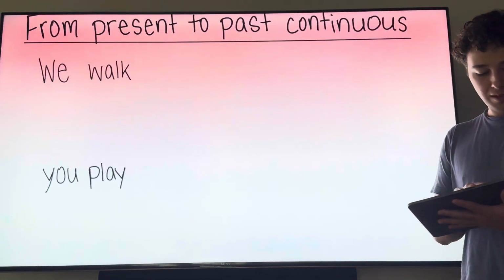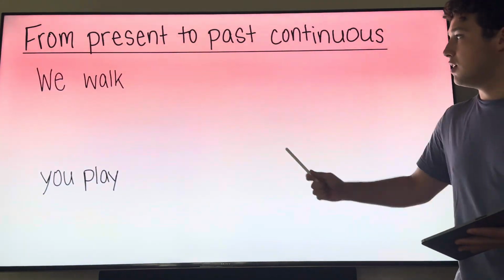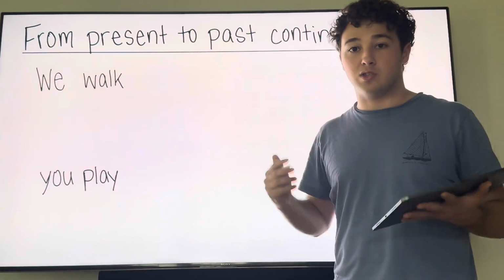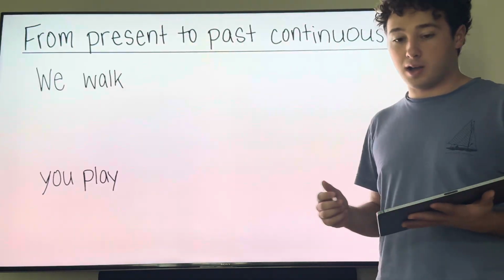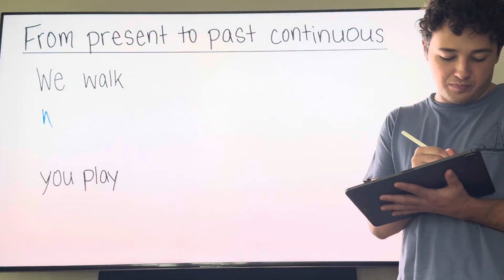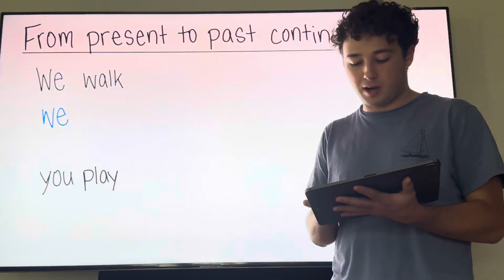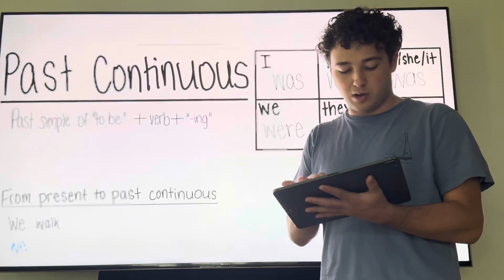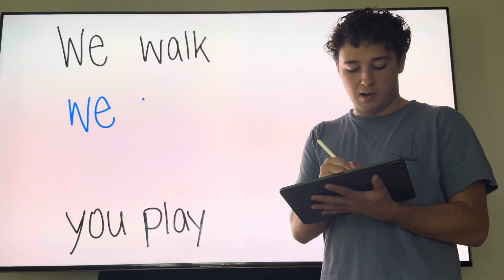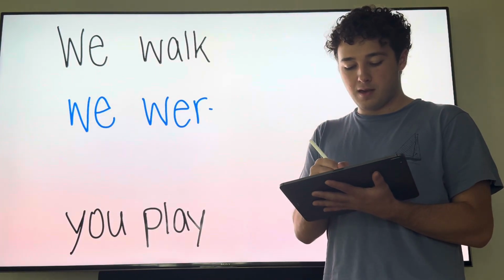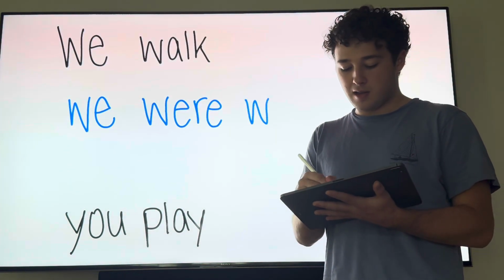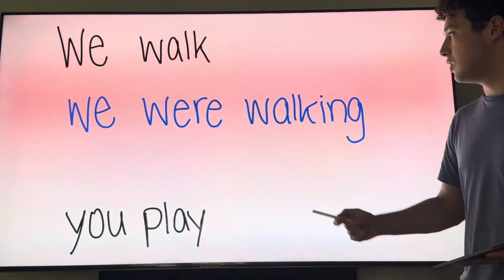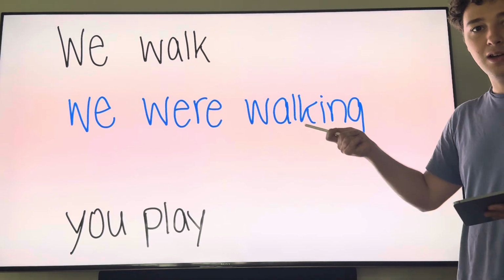Okay, this exercise goes from present to past continuous. So the first one they give you is we walk. You start with we, then you use the form of to be in the past for we, which is were. So you'd say we were, take the verb, and then add ing like this. We were walking.